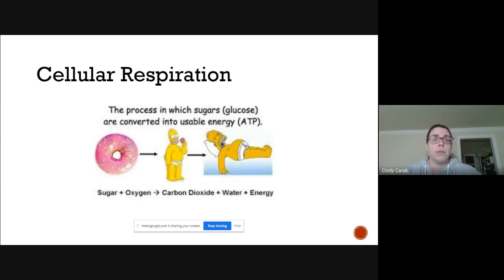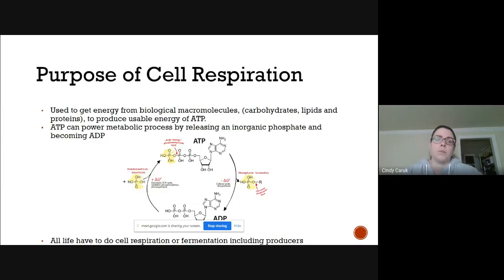And then when they need it, they can break the starch back down and make ATP out of it. Okay, so our purpose of cell respiration is to get the energy from those organic macromolecules, specifically your carbohydrates, your lipids, and your proteins. So carbohydrates, remember, have about 4 kilocalories per gram of energy, as do proteins. Lipids have about 9 kilocalories per gram of energy.